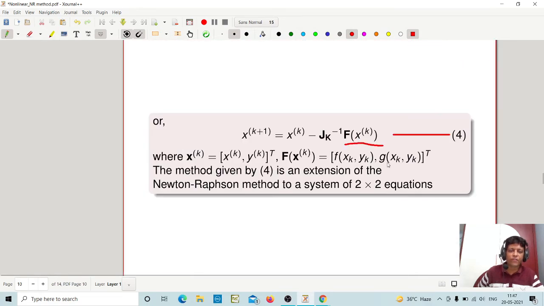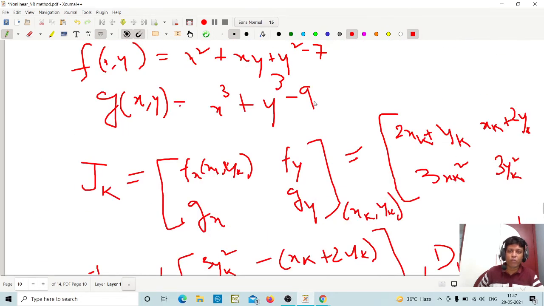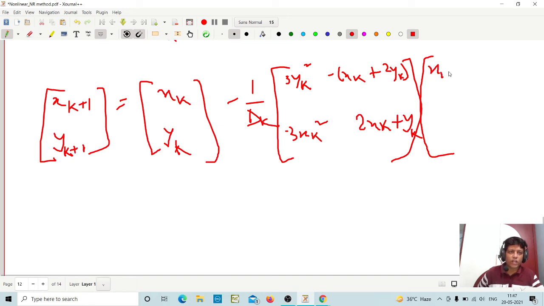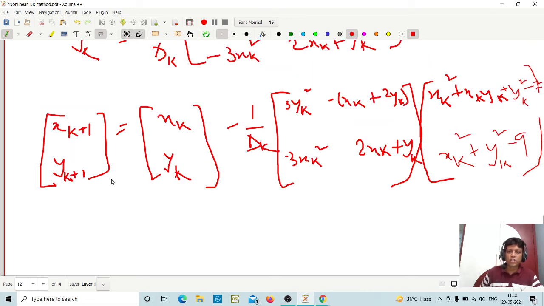You have Fk, the function at xk, yk. So this is your function, x squared plus xy plus y square minus 7, and x cube plus y cube minus 9. So let me write that one. It will be xk squared plus xk yk plus yk squared minus 7, and this one is xk squared plus yk squared minus 9. Okay, this is complete. This is the matrix. So this is the method.